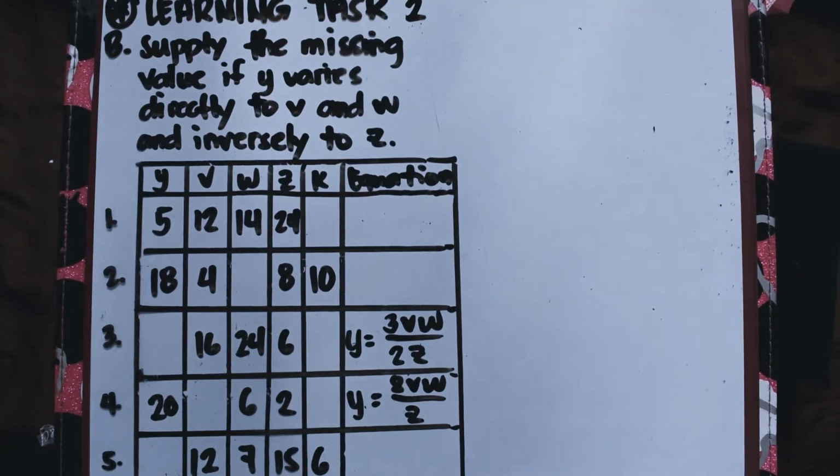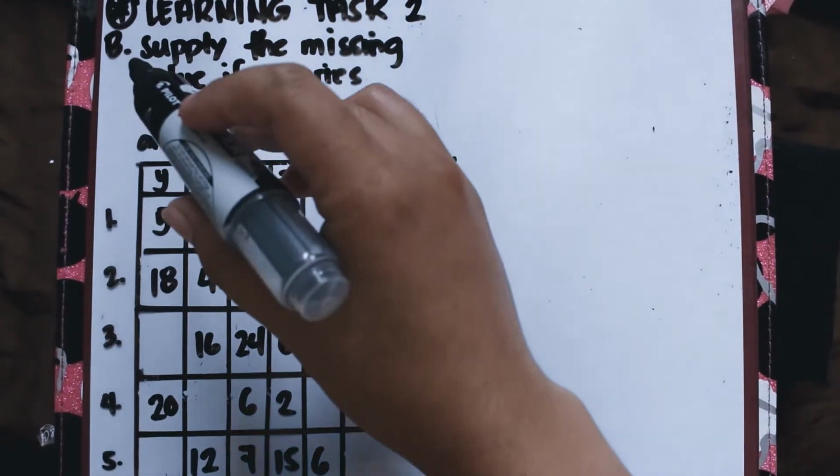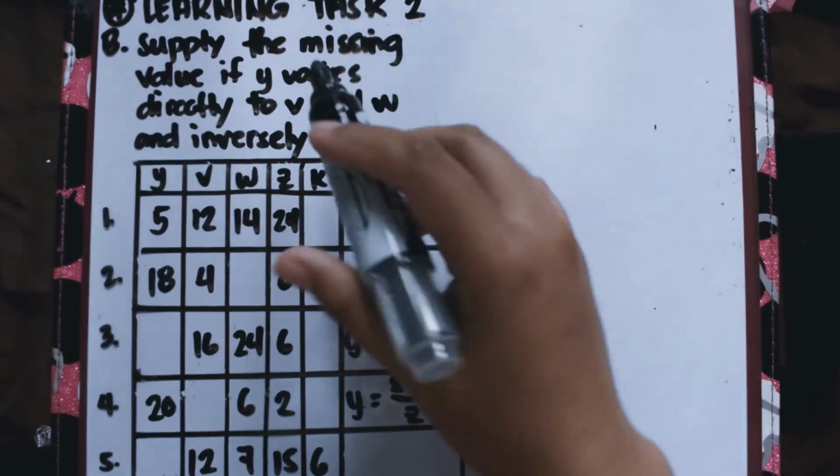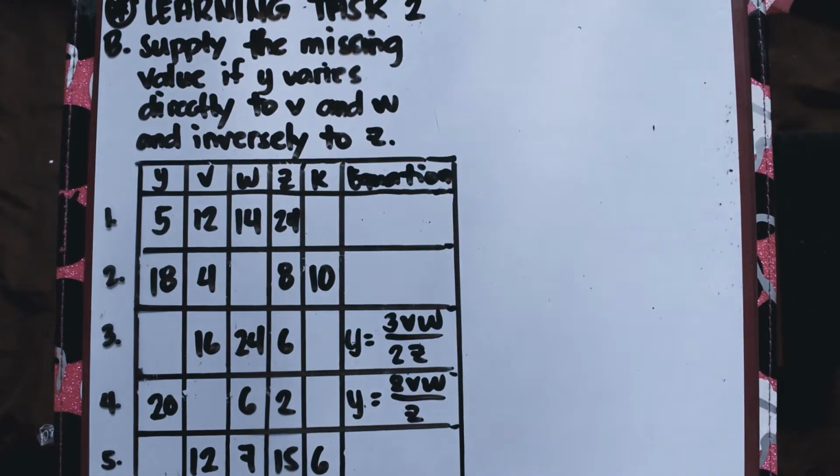Okay, so ito na po yung ating learning task number 2 pa rin tayo, pero this time letter B na. Kasi nga po, sabi ko kanina, ito na po ay sumasakop na sa ating combined variation. So natapos na natin yung discussion, sasagutan na natin yung ating learning task. So katulad din ng kanina, una natin gagawin, itatranslate natin yung ating statement.